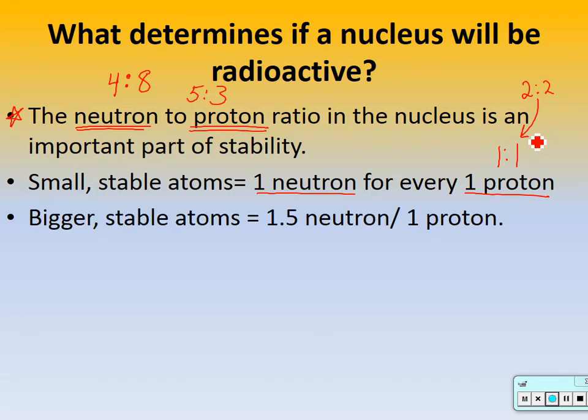Okay, let's look at bigger ones though. Now, if you're bigger, you can still be stable. You can still be a stable atom, but you've got to increase your neutron to proton ratio to 1.5 to 1. 1.5 neutrons for every one proton.